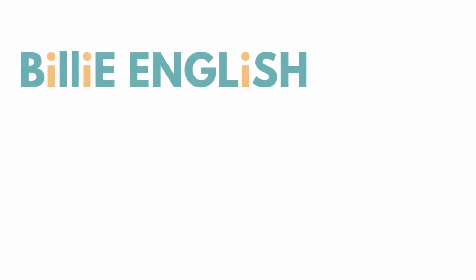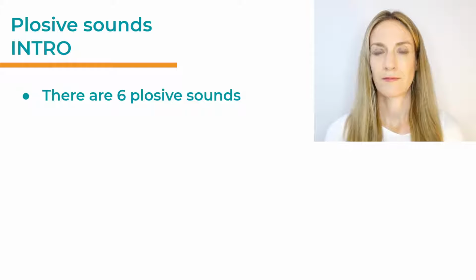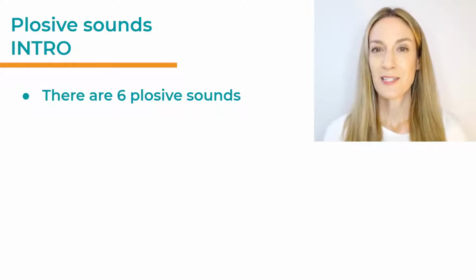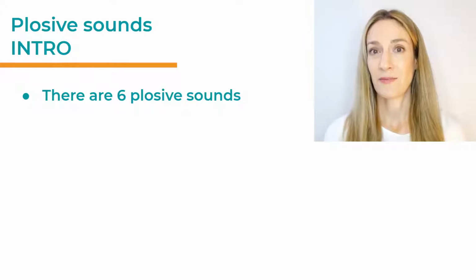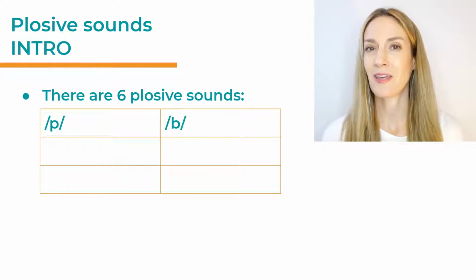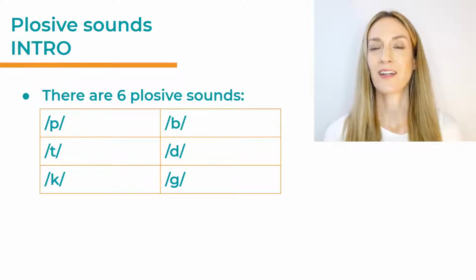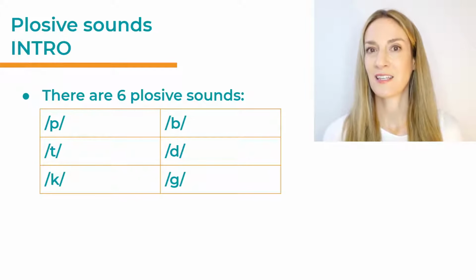Welcome to another video. Today we want to have a look at the plosive sounds in English. There are six plosives in English. First, we have p and b, they form a pair. Then, t and d. And the last pair are k and g.